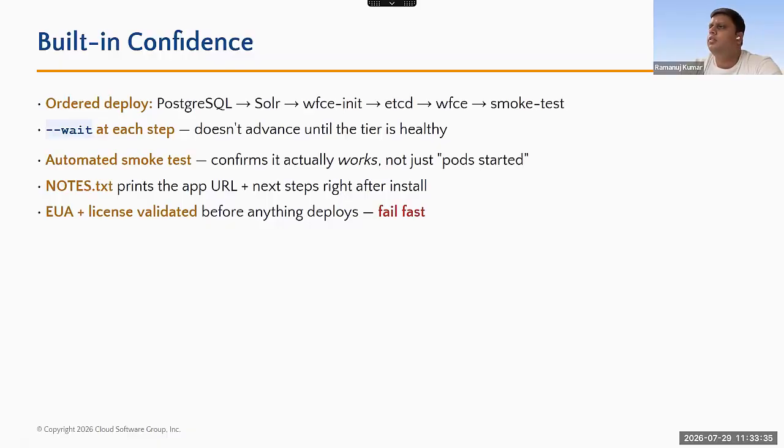So the script basically handles the order in which you need to deploy, because the database and Solr need to be started first. Then you actually start ATCD and WFCE, and then the smoke test. So this script maintains that order, and it also runs the smoke test at the end of the deployment, and it validates all those license related things first before the deployment starts. So it's kind of a very solid script.